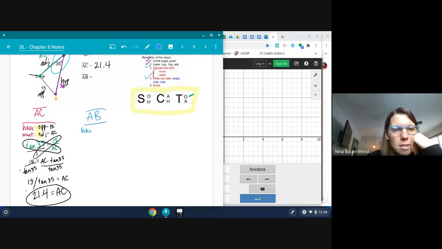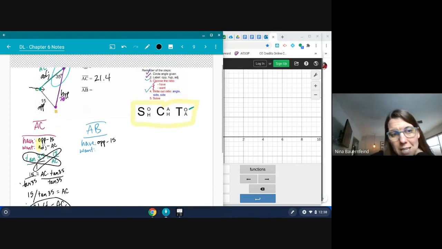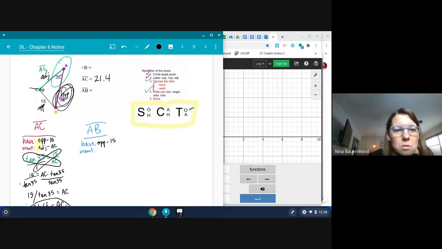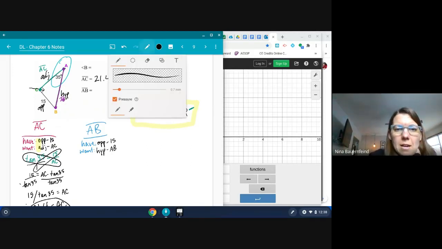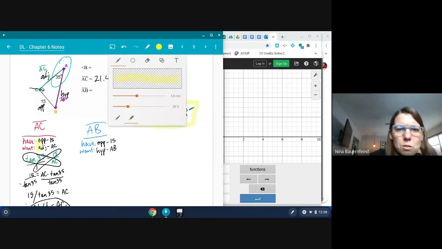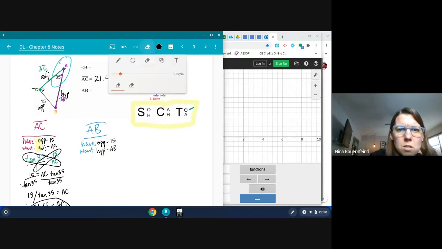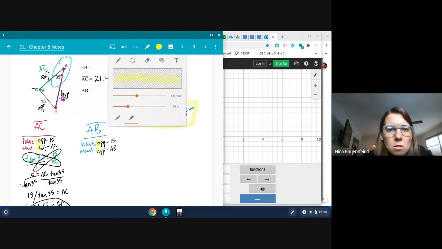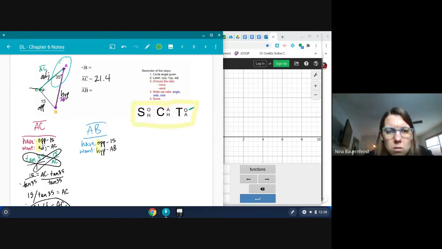Okay, same thing, have, want. Our have is going to stay the same. The side we have is the opposite, which is 15. The side that we want this time is AB, which is the hypotenuse. So now we are at the choose the ratio part. We had to figure out which one we want to use. So which of our three ratios uses O and H?